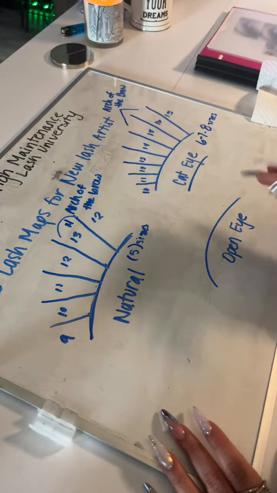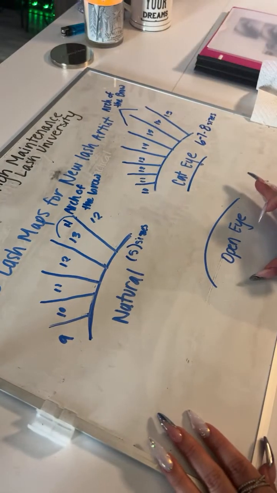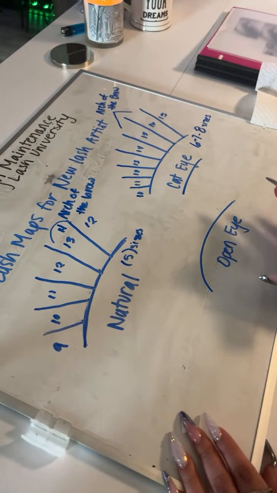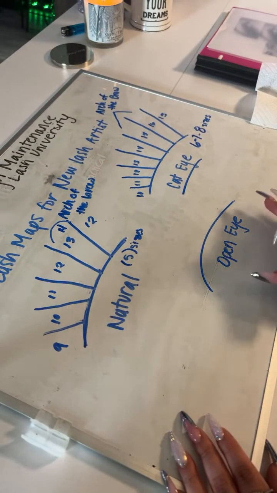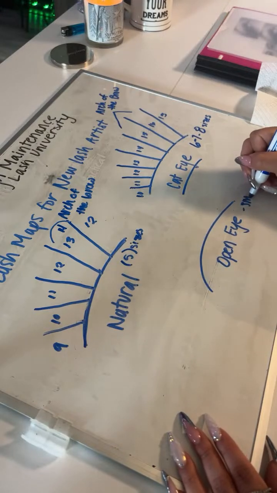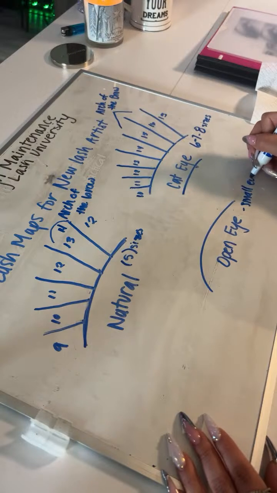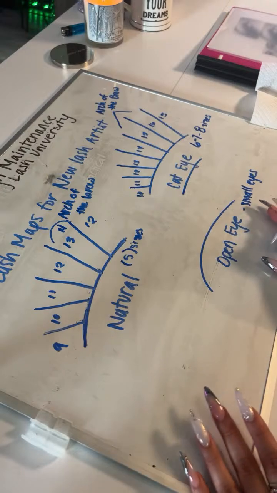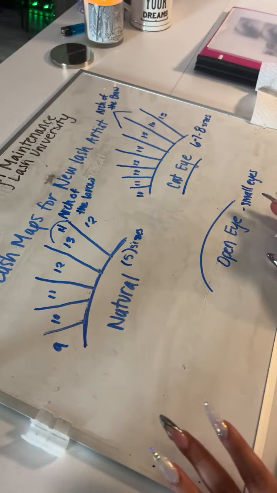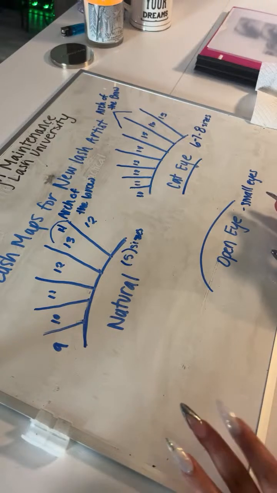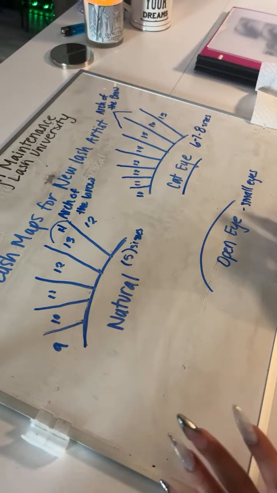Okay, now for open eye lash mapping, it is for clients who have smaller eyes. Okay, never put an open eye lash set on someone who has big eyes, unless they are requesting it and they want their eyes to really pop, then you can do an open eye mapping, but open eye is for smaller eyes.